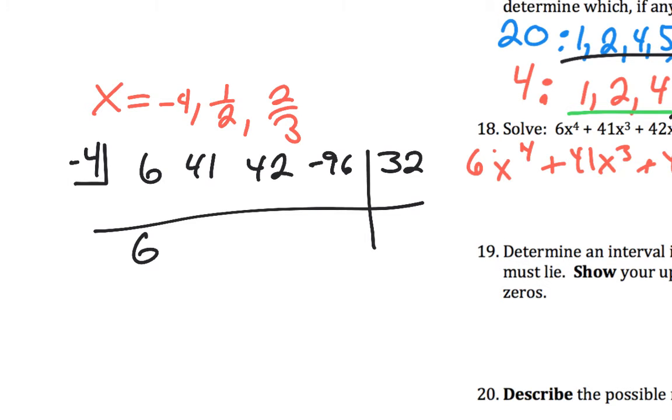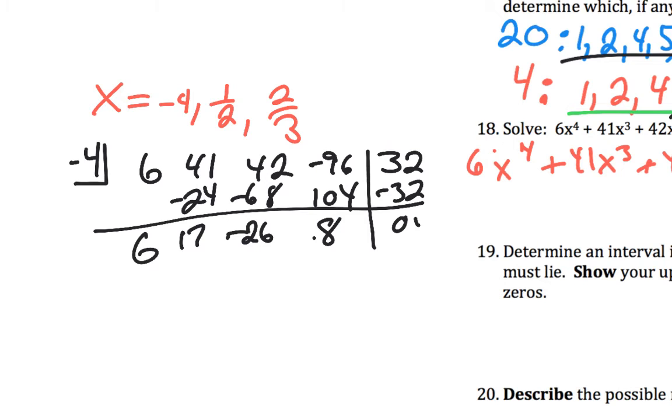I check this. I get a negative 24. I get a 17. And a negative 68 when I multiply by the negative 4. And then I add them up to get a negative 26. Multiply by a negative 4, I get 104. And then I subtract 96 from that. I get an 8. And then I multiply it by a negative 4. I get a negative 32. And it gave me a 0. Yes, it worked. Now, I'm going to try the next number.